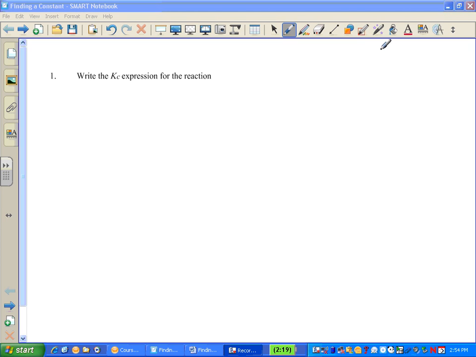For analysis question 1, you're asked to write the Kc expression for the reaction, which is something that you should be able to do. It's the equilibrium law. So you need to do that on your own.